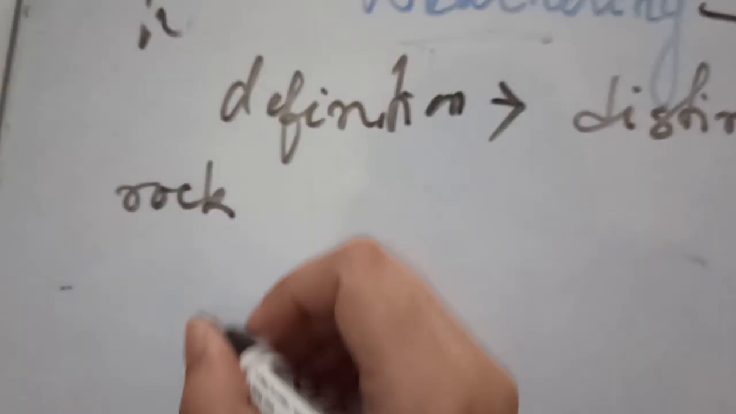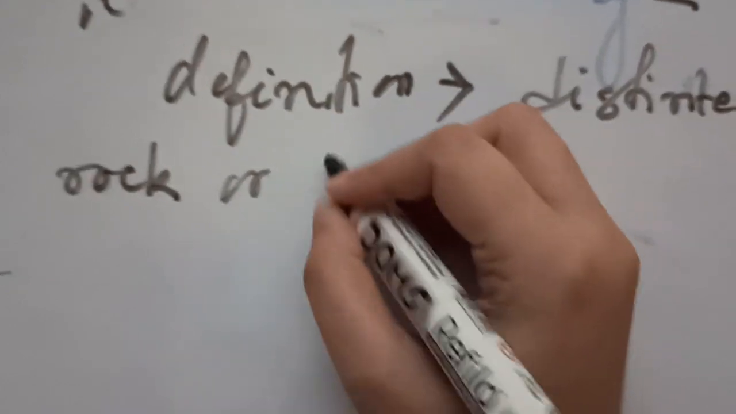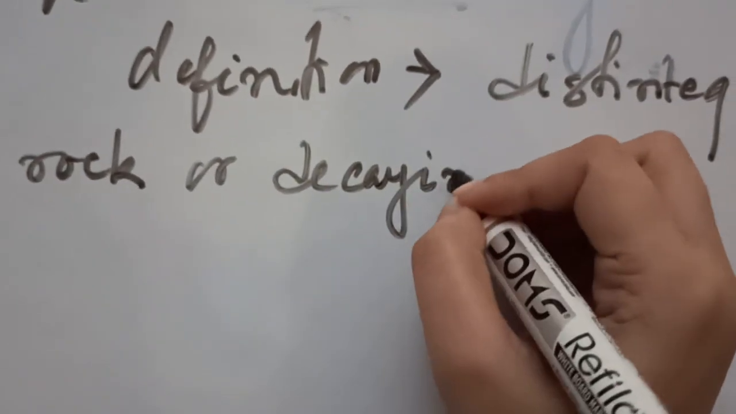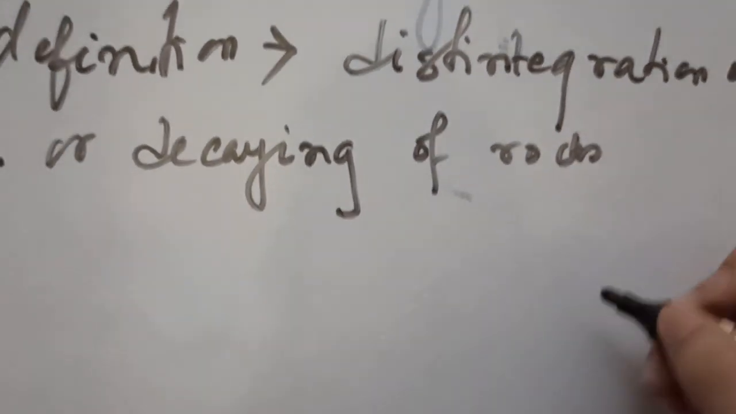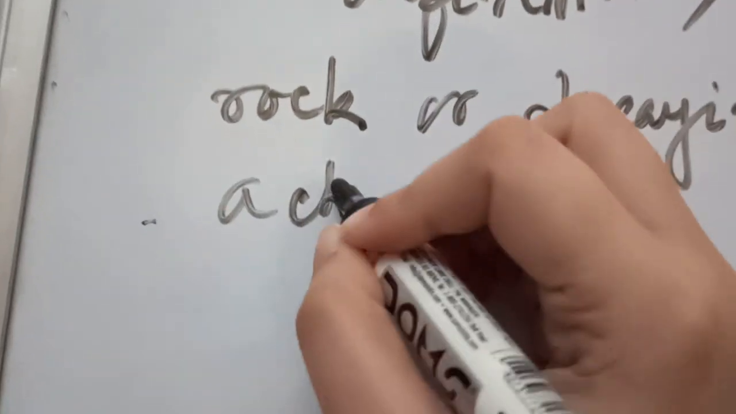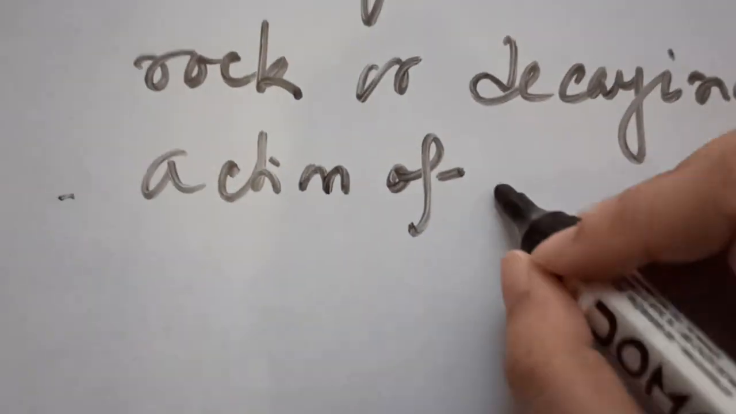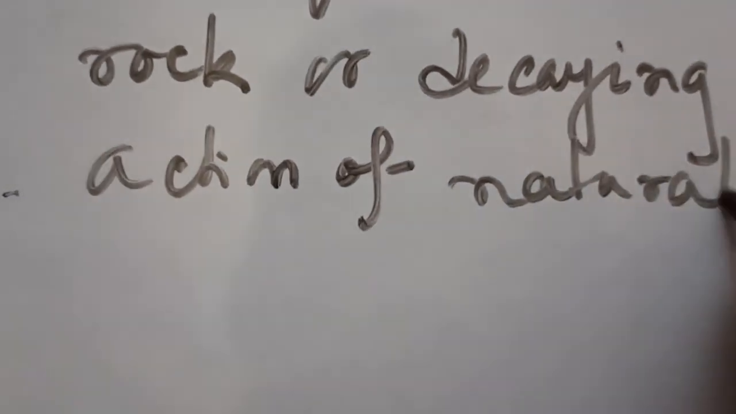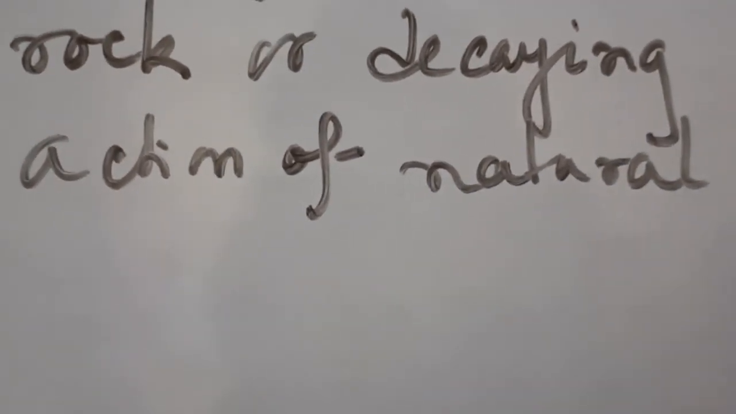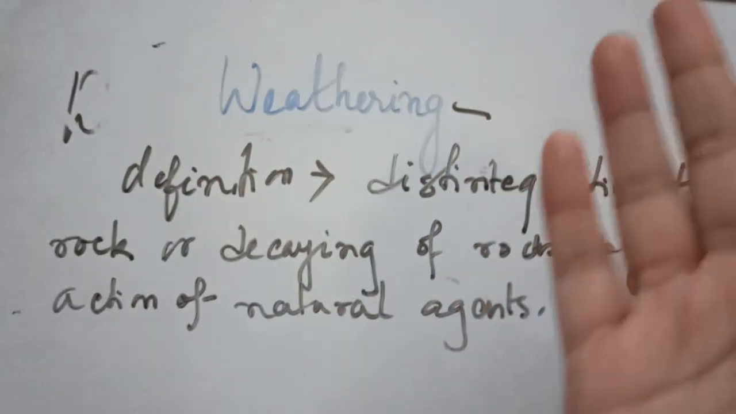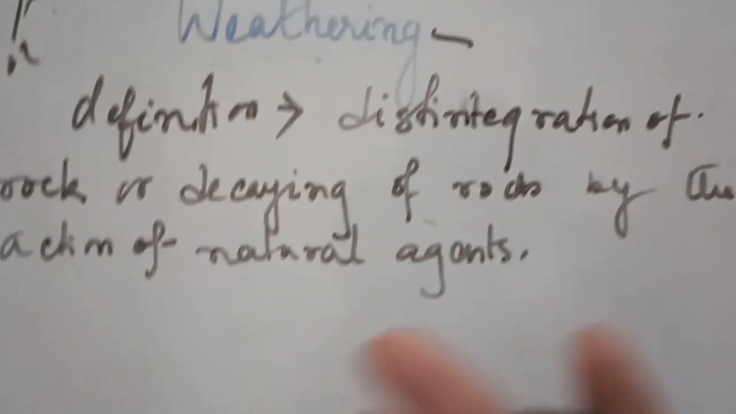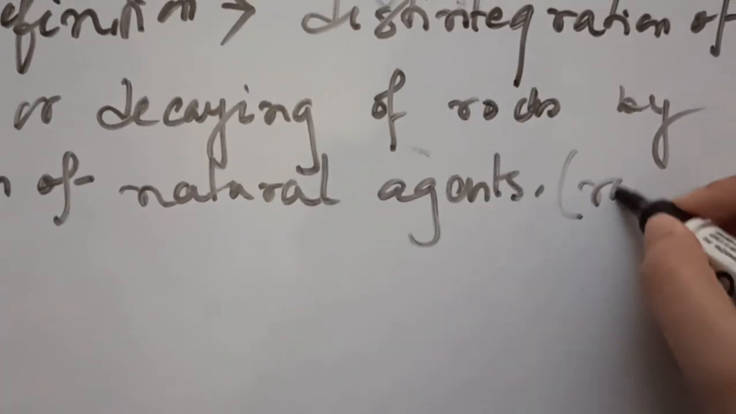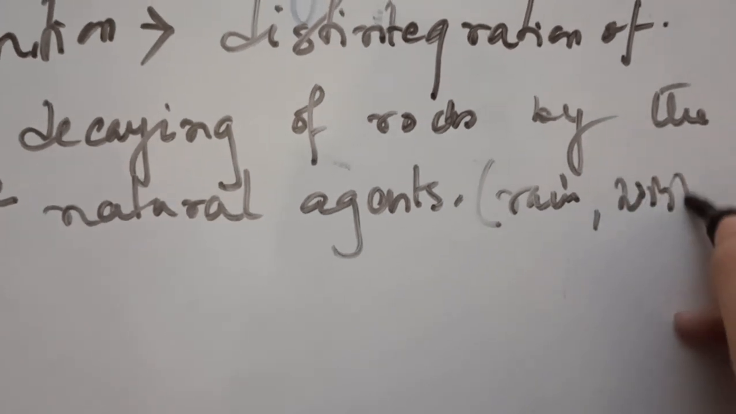or breaking down or decaying of rocks by the action of natural agents. Okay, so what is weathering? Weathering is defined as the disintegration of the rock or decaying of the rocks by the actions of the natural agents like rain, wind, etc.